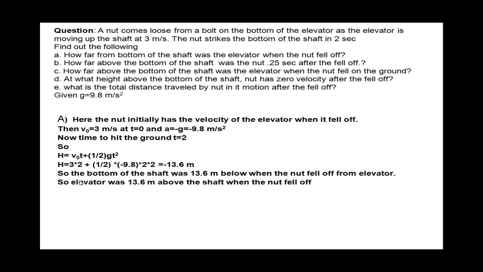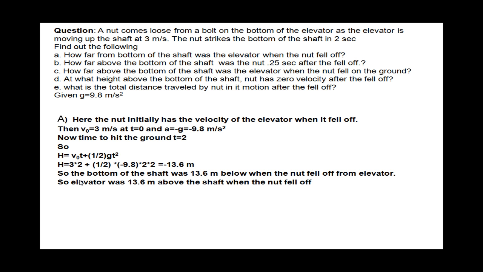Let me try to explain the motion. When the nut falls from the elevator, it has an initial velocity of 3 meters per second upward. So it will move up a certain height. Acceleration will be acting downward, so it will decelerate till it reaches the point where the velocity becomes 0. Then it will start accelerating in the downward direction, its velocity will keep on increasing, and it will hit the ground.